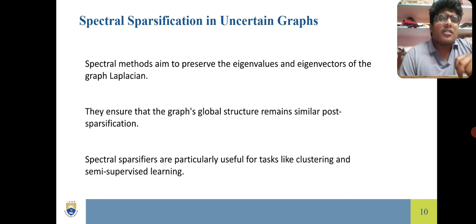Usually, spectral sparsifications are used for special cases. They preserve eigenvalues and eigenvectors of the graph Laplacian. They are useful for clustering and semi-supervised learning.